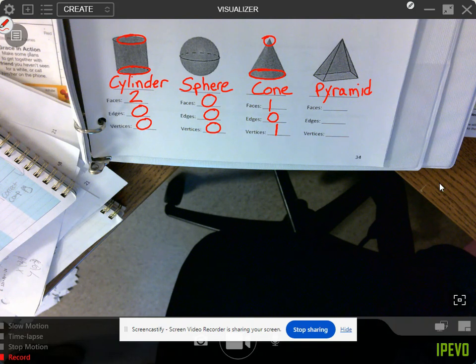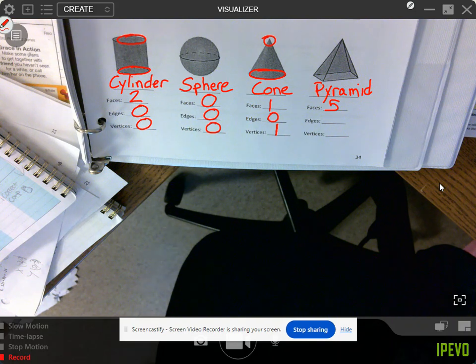How many faces does this pyramid have? Sawyer? 5. There is 5. We have our bottom. We have 2 would be this side, 3 would be the back side, 4 is the front side, and 5 is the side to the right. So there are 5 faces.